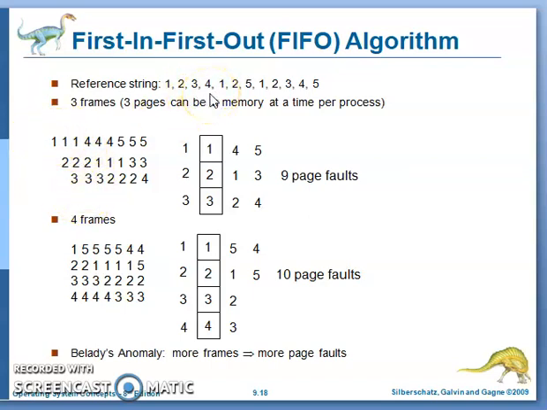Now you require the page 4. The page 4 is not available in the frames because in these 3 frames only 3 pages are loaded. 1, 2, 3 are existing in physical memory. 4 is not available in physical memory. So you have to select one page as a victim page for replacement. Which one should you select as a victim? According to first in, first out, you select one as a victim.